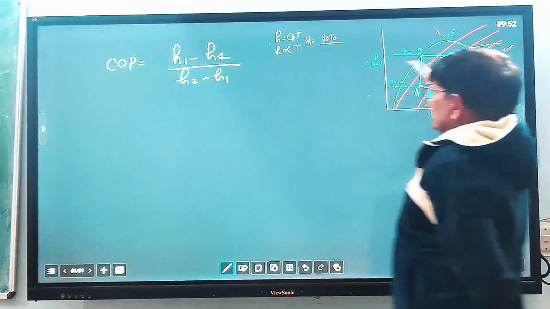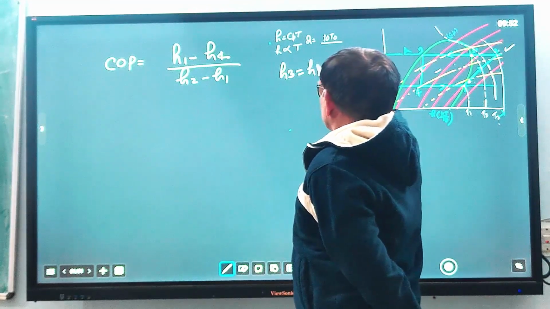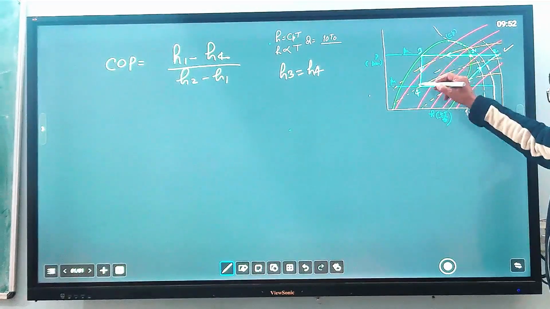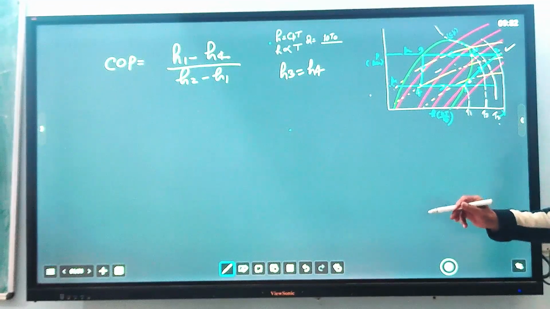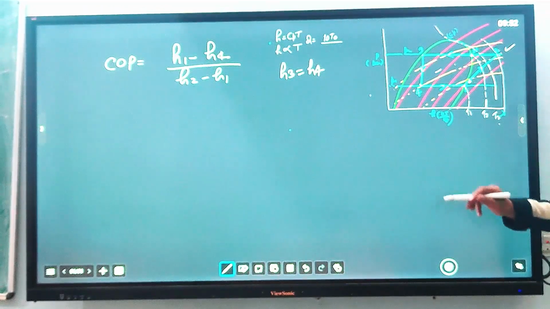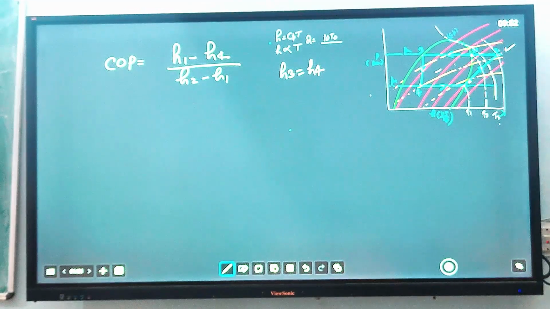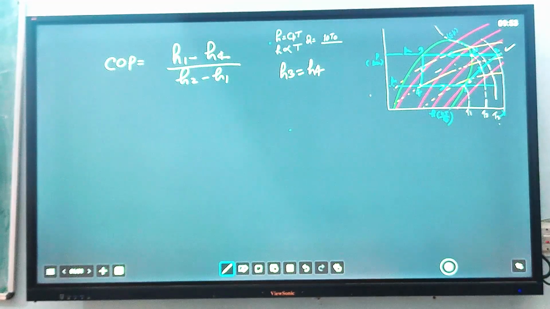Now you know H3 equals H4, because process 3 to 4 is an isenthalpic expansion process in an expansion valve. That is a throttling valve, or you can say a capillary tube. Inside the capillary tube, this isenthalpic expansion process takes place in a refrigeration system. So now it is known.